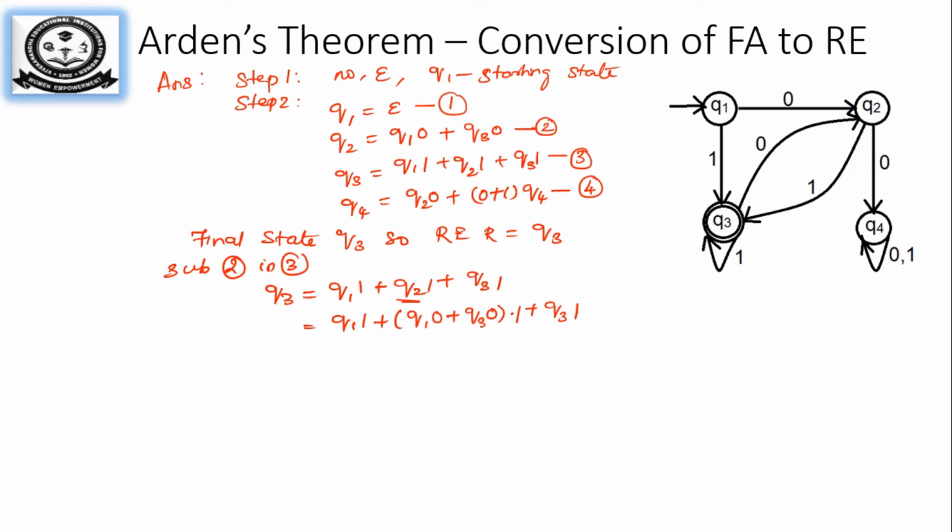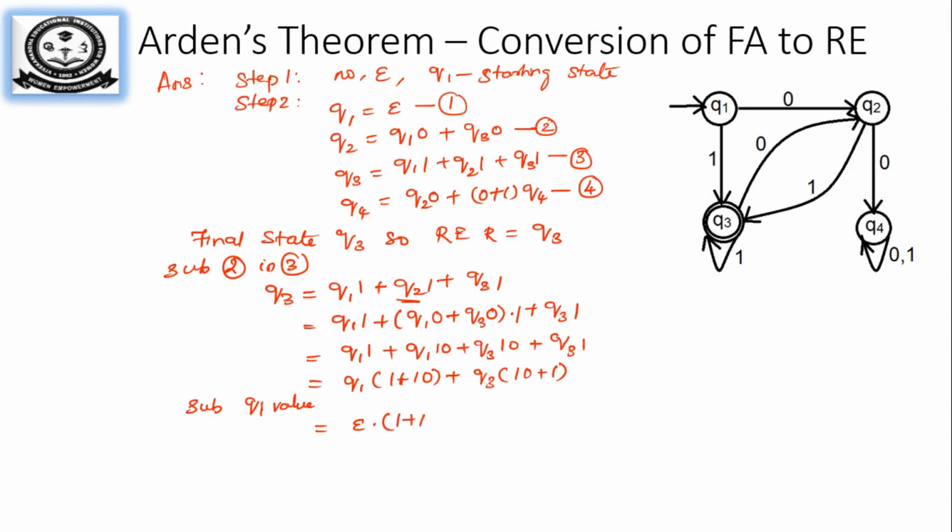So now we will formulate this equation. We will simplify. First Q1 of 1 plus Q1 of 10 plus Q3 of 10 plus Q3 of 1. So we will take the common terms outside. So we will have Q1 times 1 plus 10, plus Q3 times 10 plus 1. Now in this equation we will substitute the Q1 value. When you substitute the Q1 value here, it becomes epsilon into 1 plus 10 plus Q3 of 10 plus 1. So this is Q3. Okay.